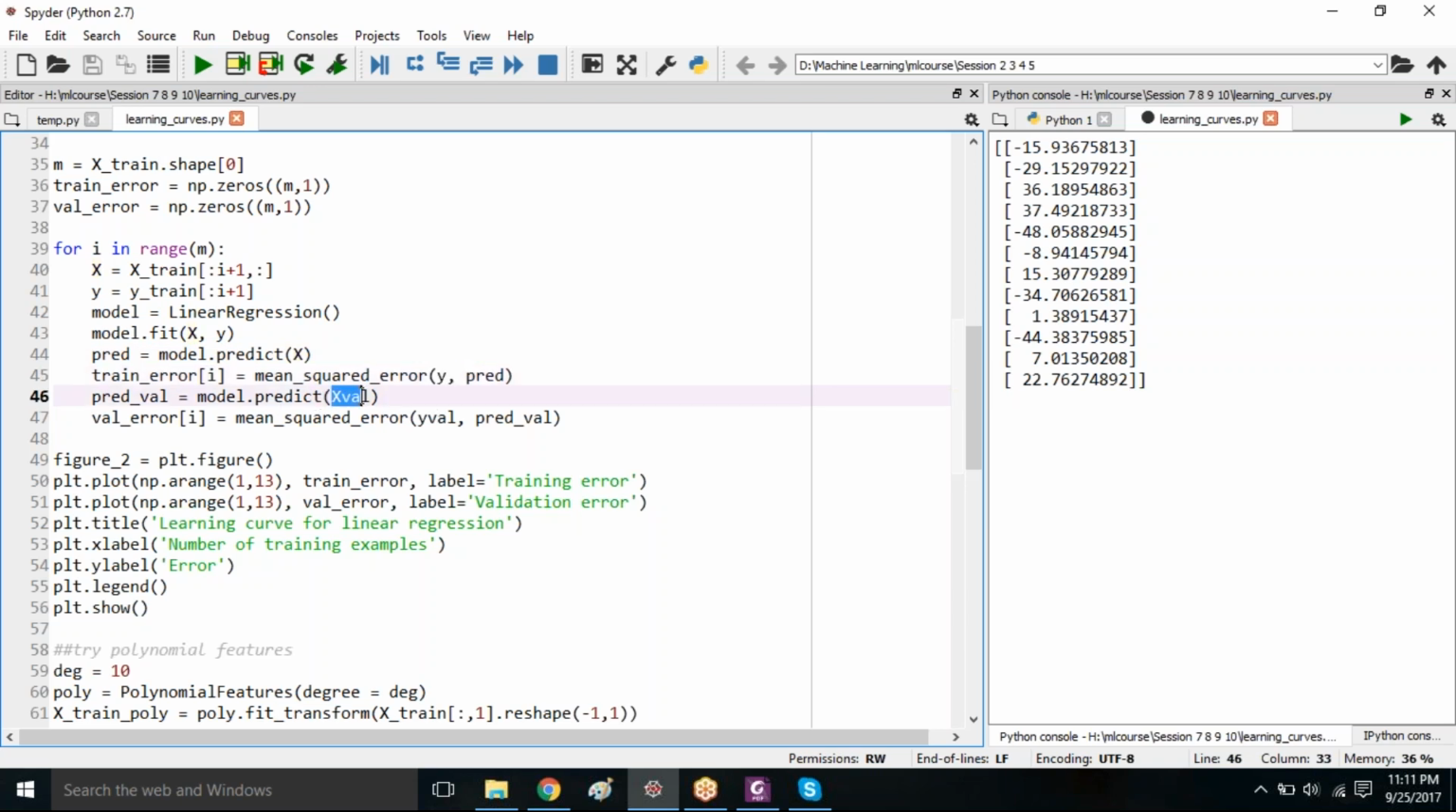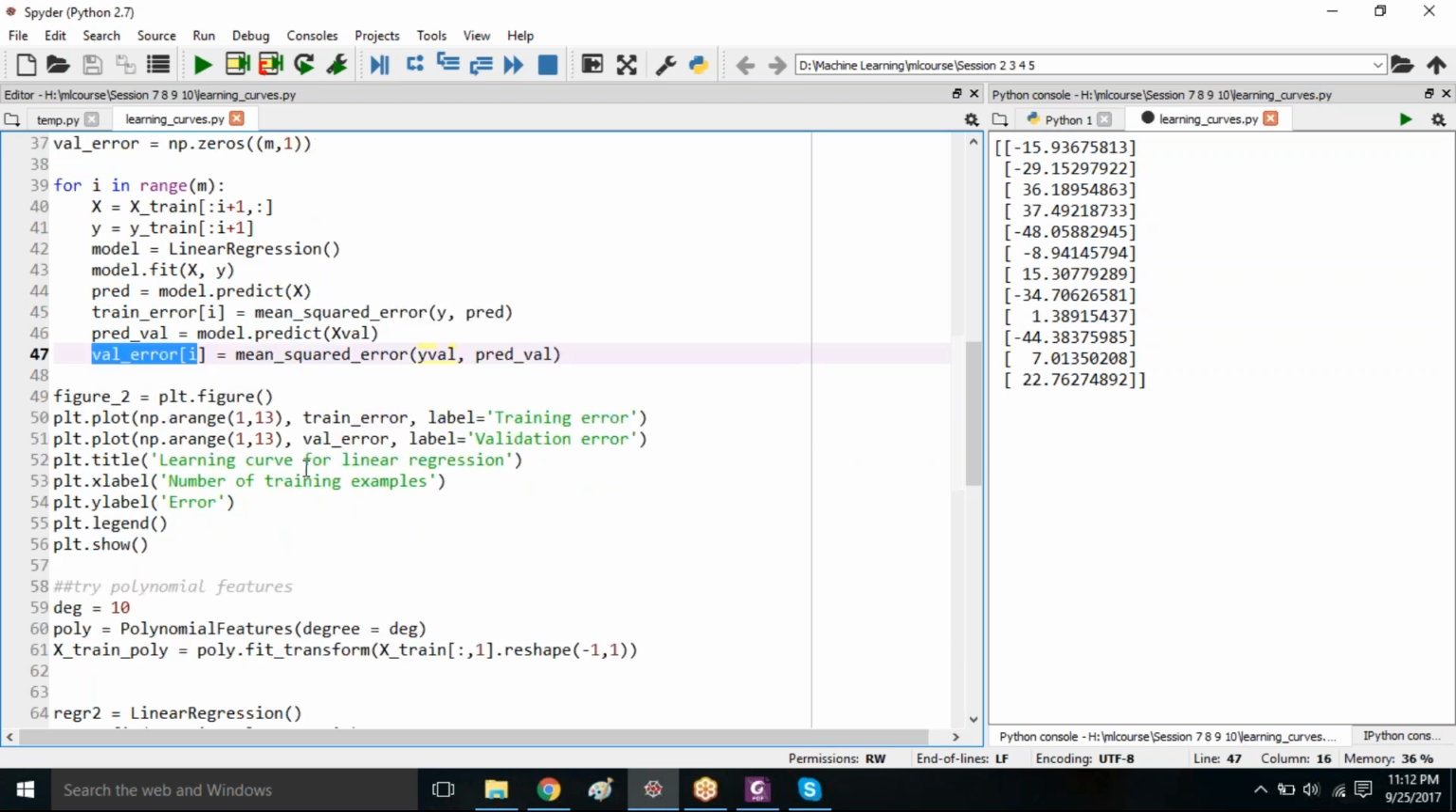Now when you do it on your validation set, then it is basically the predicted validation data and the actual validation data. So on that you have calculated the error, which is the validation error. Now what you do, you simply plot them. You plot this train error and validation error. This is your train error, 12 times it has kept values, and this is the validation error.